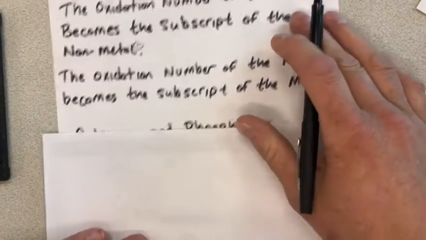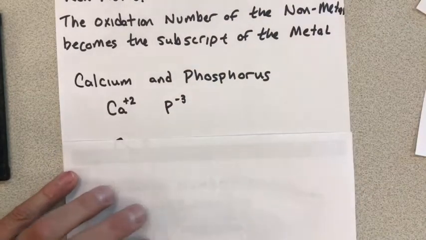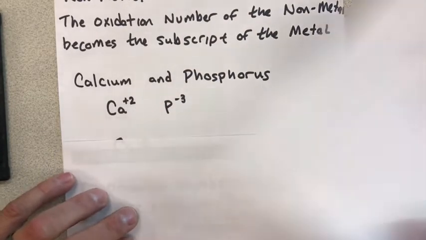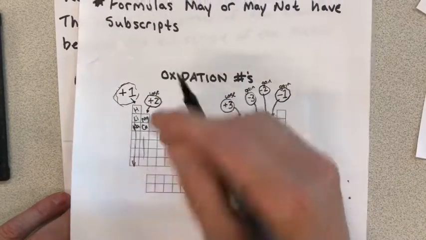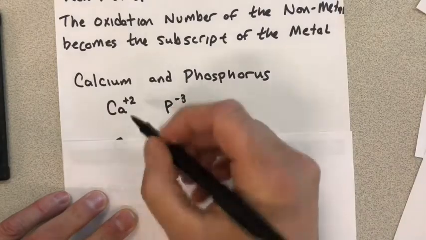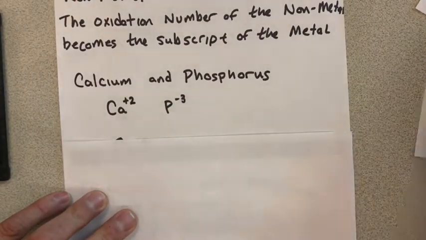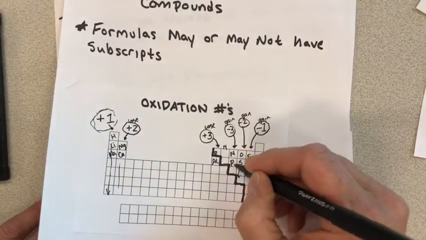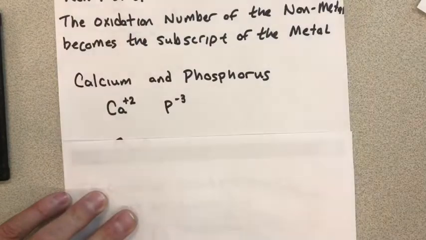I'm going to do some examples here just to make sure you're on pace. So calcium comes from this positive 2 column of elements, so we can say pretty definitively that its oxidation number is positive 2. Phosphorus, on the other hand, comes from this -3 column here, so its oxidation number is -3.